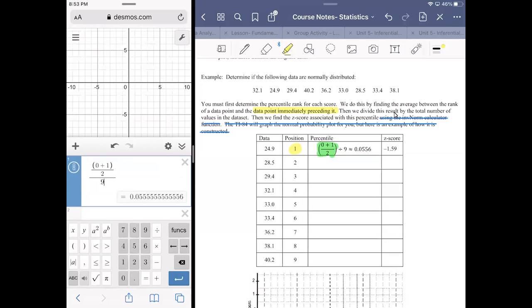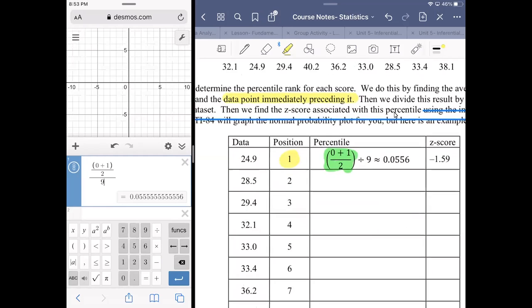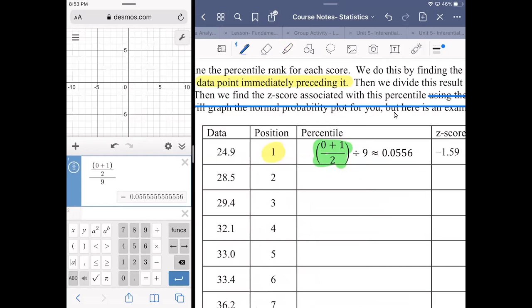So then we can kind of live with this using little Desmos shortcuts that are going to make our lives easier. Let me show you what I mean by that. So the next computation, we're looking at position 2. So it was 0 and 1, position 0, position 1. Now it's position 1 and 2. So 1 plus 2 over 2, divided by 9.